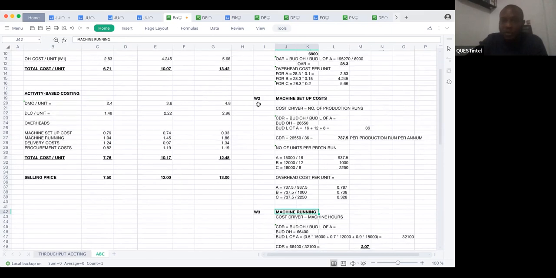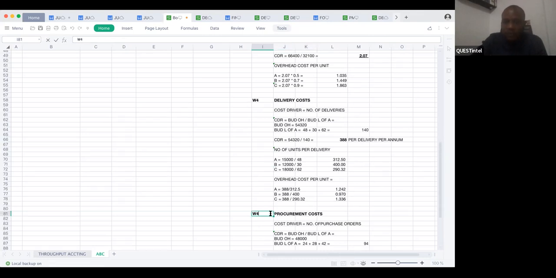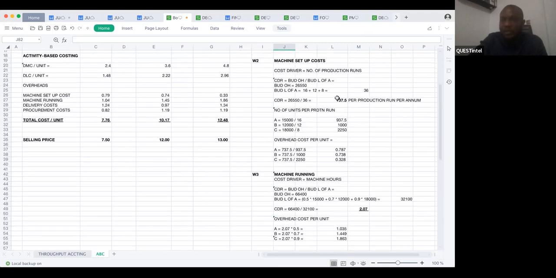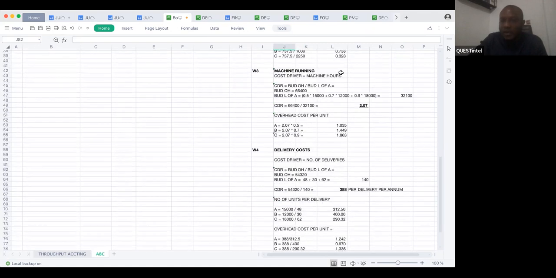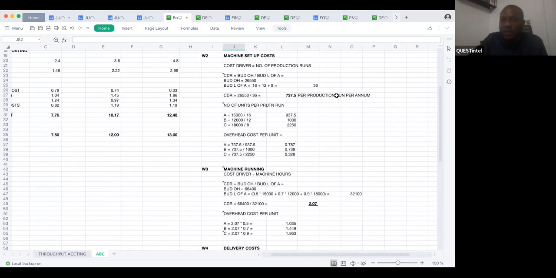So work 2, work 4, and work 5. Okay, this is supposed to be 5. Were they separate workings, or were they the same thing? Work 2, work 4, and work 5 had the same structure. Work 3, on the other hand, was different because work 3 was volume driven, machine hours, while work 2, 4, and 5 were for production runs. Our cost driver was number of production runs. So we're going to get our cost driver rate as per production run.